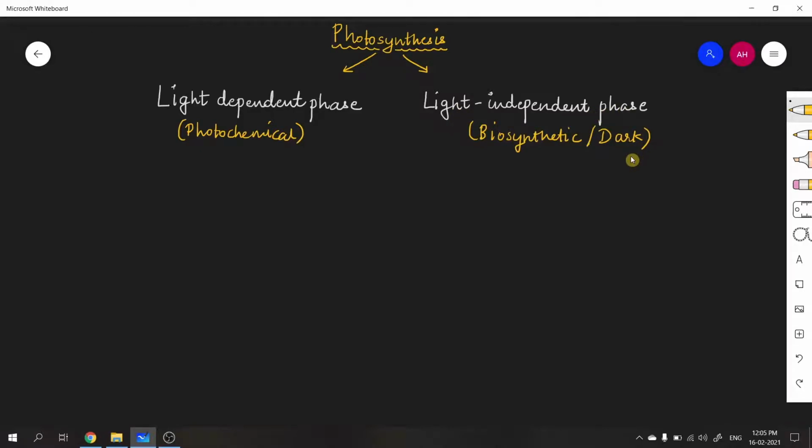Now we'll write down where exactly these two phases take place. The light dependent phase occurs in the thylakoids. Thylakoids are green colored flat disc shaped structures present in the chloroplast. We just now studied the structure. And the light independent phase occurs in the stroma. Stroma is the ground substance present in the chloroplast. So this is the site of these phases.